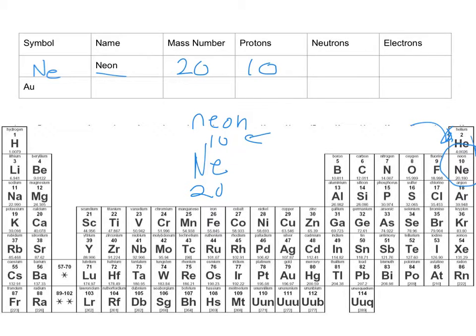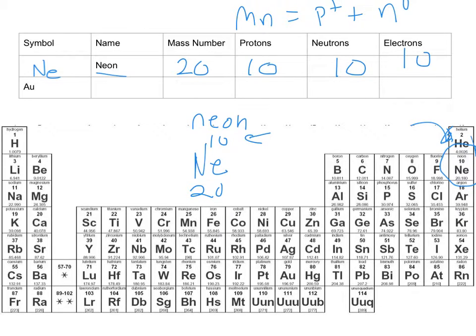Now it's an element, which means the number of protons has to be equal to the number of electrons, so I can fill that line in. Which leaves me the number of neutrons. Remember, the mass number equals the protons plus the neutrons, and that should make it pretty easy. I've got 20 mass and 10 protons, so I need 20 to be equal to 10 plus x. It's pretty obvious this is just going to be 10, and so that row's done. Hopefully that makes some sense.